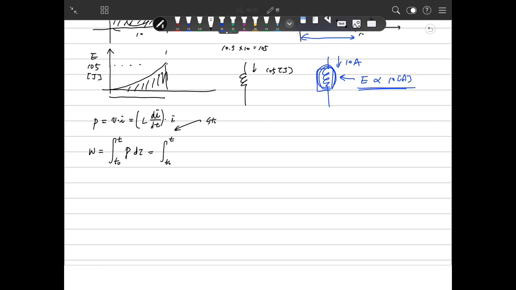The stored energy from t0 to t. That is the meaning here. So p is L di/dt times i, actually integral of L i dτ, then we can eliminate dτ.